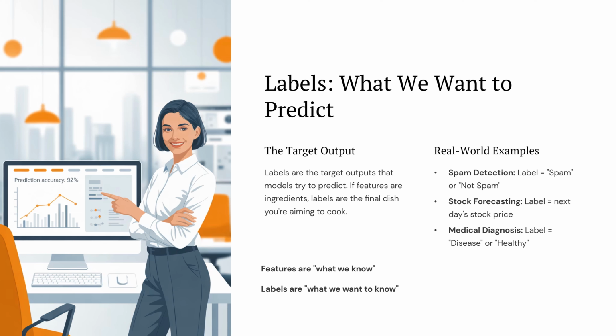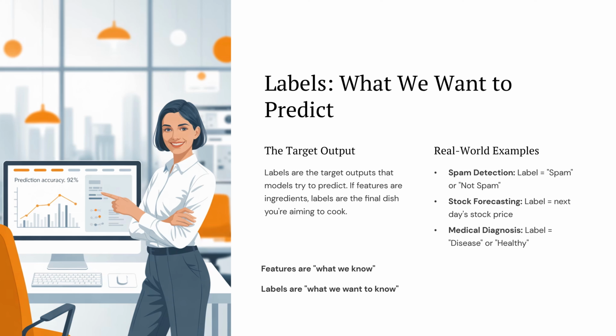Now that we know features are the inputs, let us talk about labels, the outputs. Labels are what we want the model to predict. If features are the ingredients, labels are the final dish we are aiming to cook.